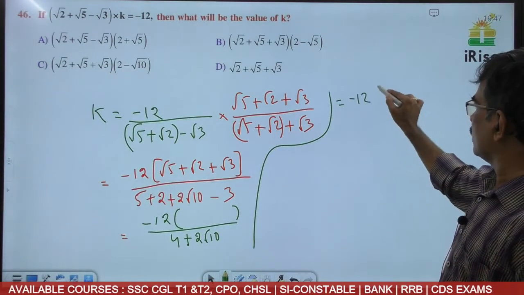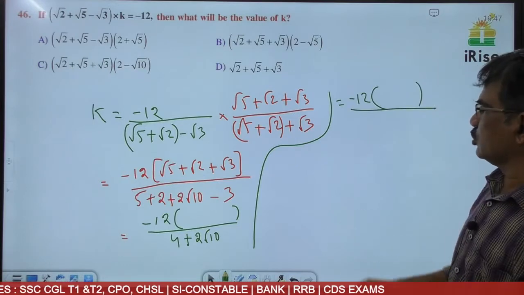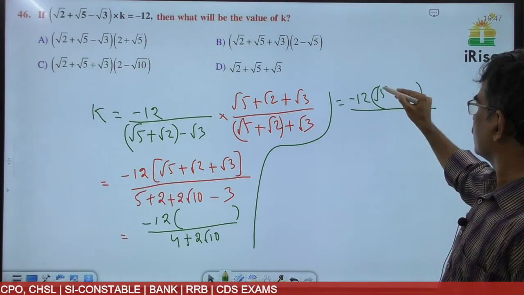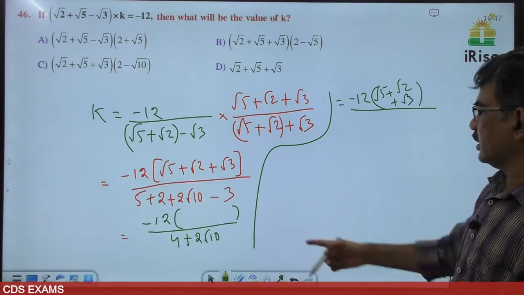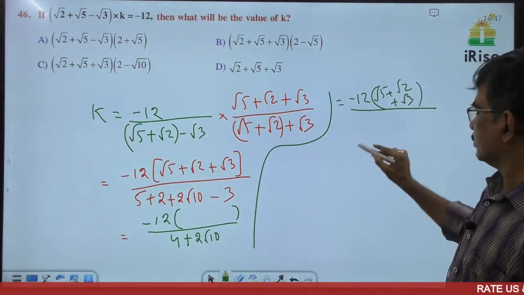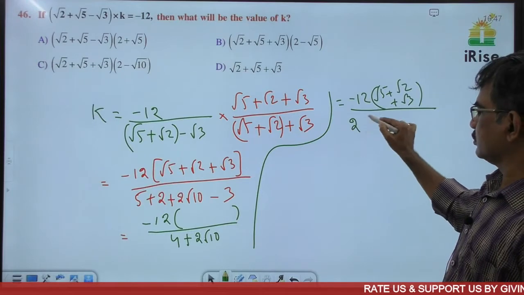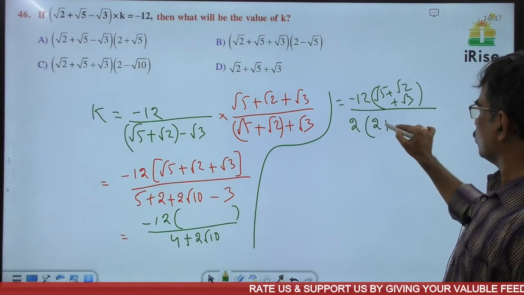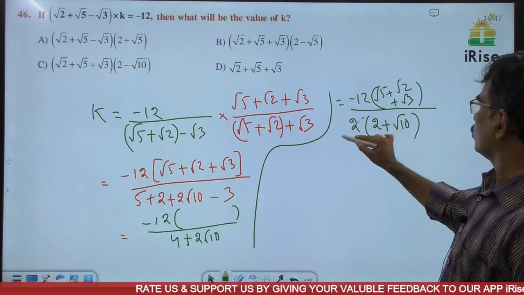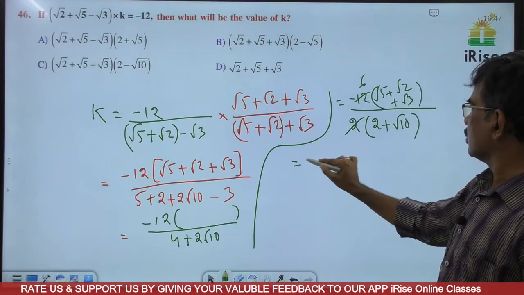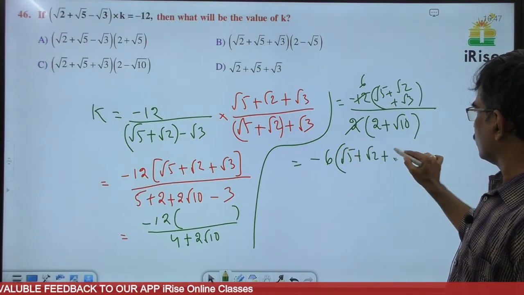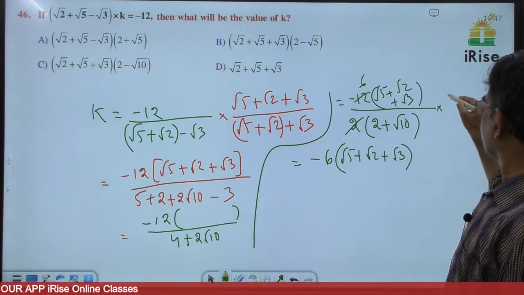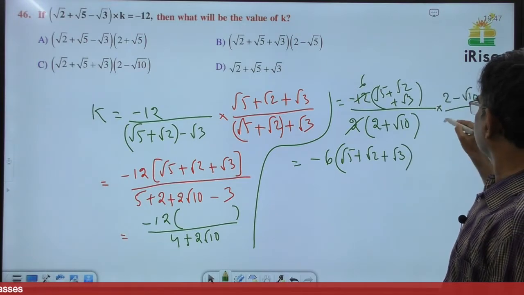So minus 12 into this part by numerator, that is root 5 plus root 2 plus root 3 by, here also take 2 common. This is nothing but 2 plus root 10. 2 ones 2, 6 cancel. This is equal to minus 6 into root 5 plus root 2 plus root 3 multiplied and divided by 2 minus root 10.